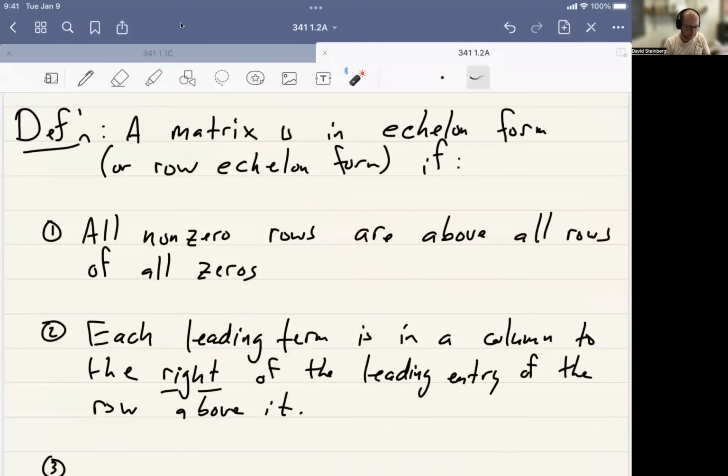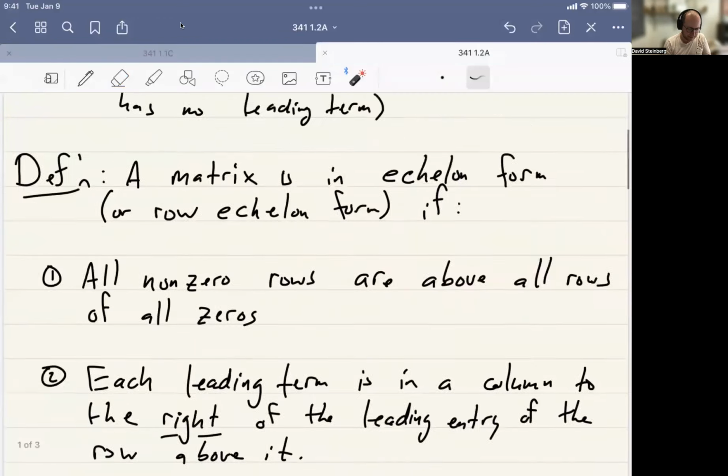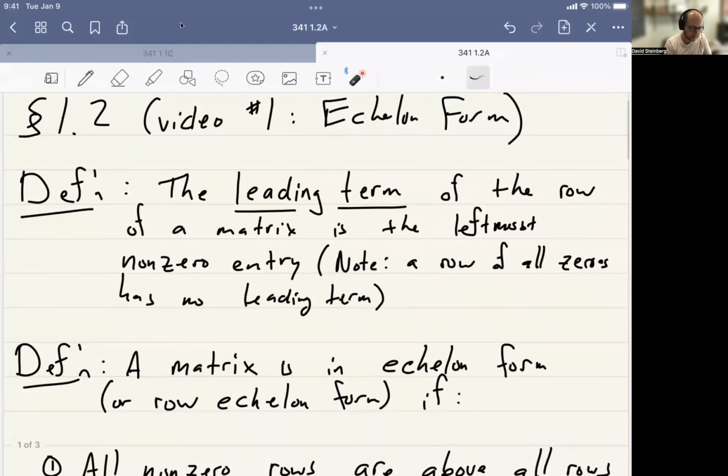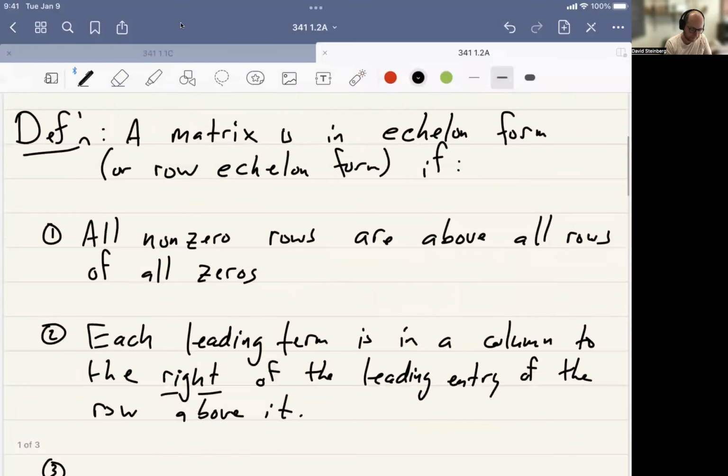Okay, and then finally, number three. I think I said leading term instead of leading entry. I really want leading entry, since that is what this textbook uses. Let's just fix that really quick. I don't know that it would cause a huge misunderstanding, but best to get these things right. Leading entry.